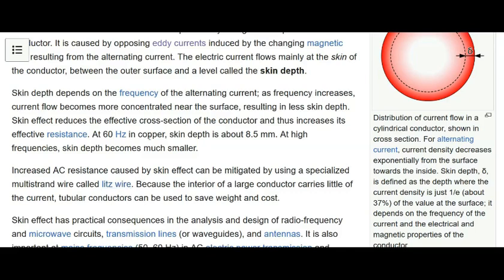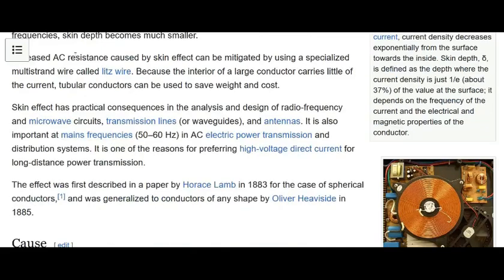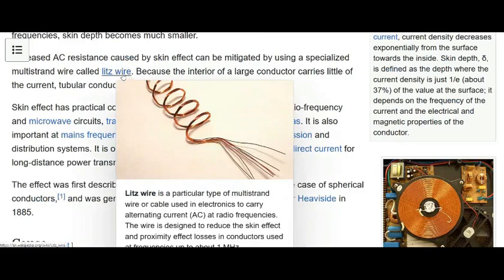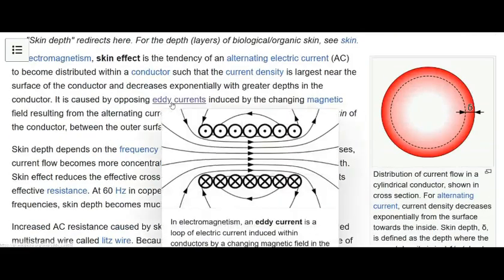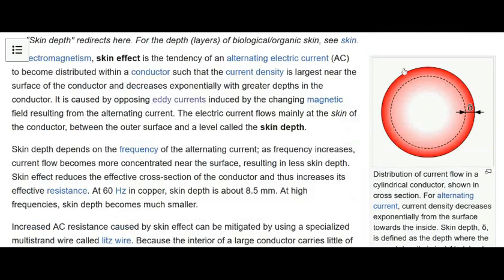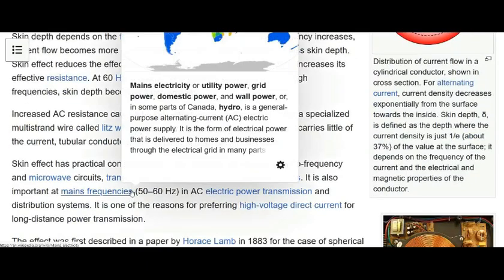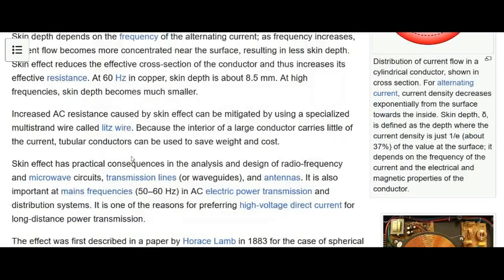Now they mention one way here that you can get away from this skin effect by using Litz wire, which is stranded wire that's twisted around. And we'll just leave it at that right there. But if instead of having one big wire, you have 10 wires and you twist them, then you get rid of most of the skin effect.